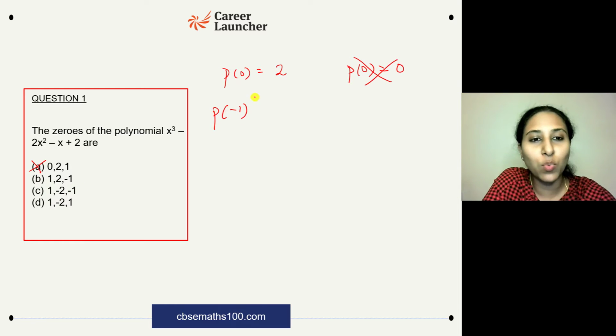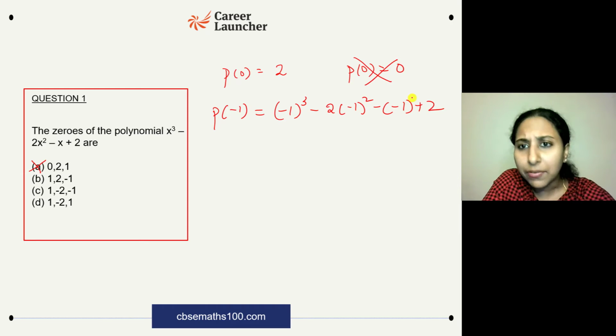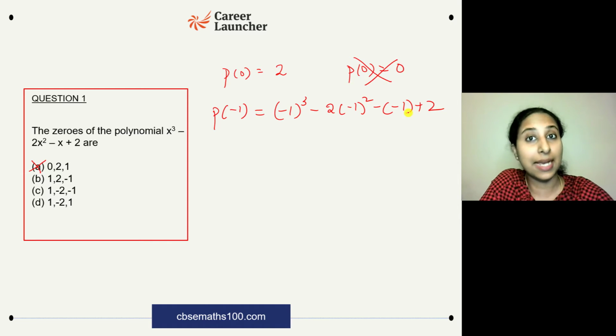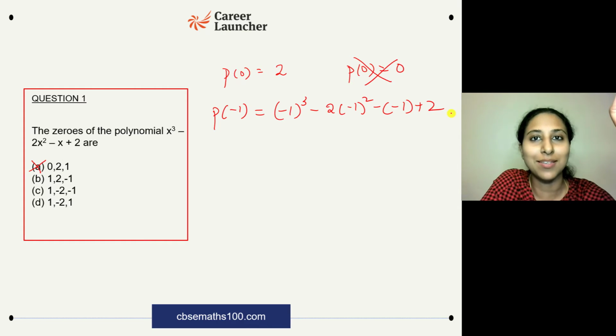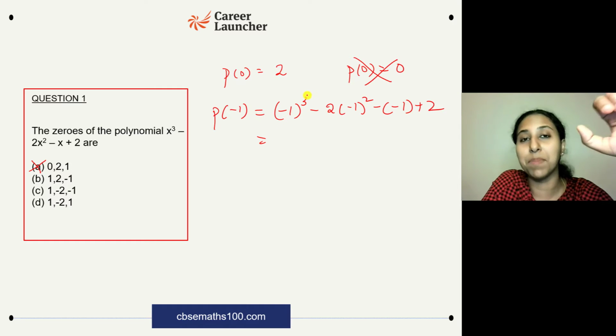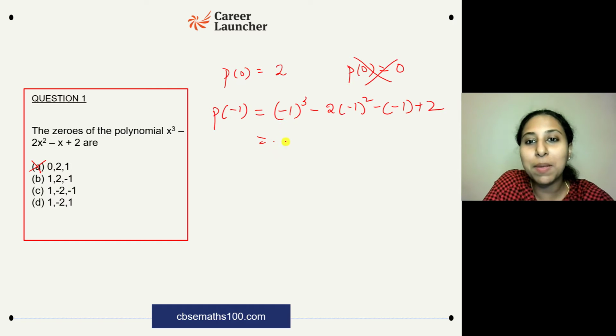We get P of minus 1 is equal to minus 1 cube minus 2 into minus 1 square minus minus 1 plus 2. After writing, please check whether you took the signs and everything correctly. Have you substituted the values right? So be careful about plus or minus here. A negative number raised to an odd power will be negative. So minus 1 cube will be minus only. Here you get minus 2 into plus 1. Minus of minus 1 is plus 1, plus 2. Here you would see that minus 1 plus 1 will cancel.